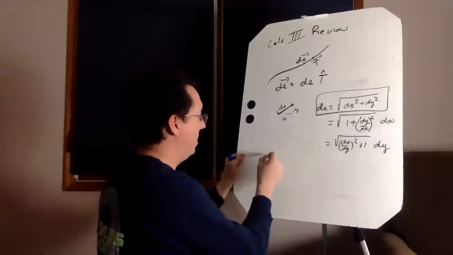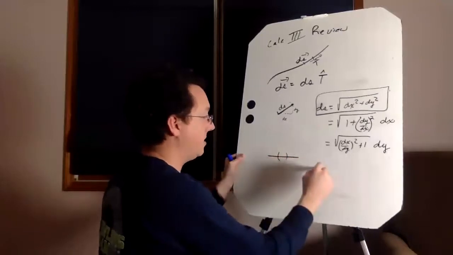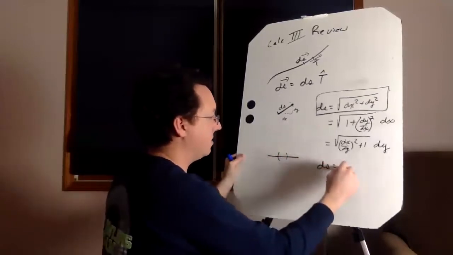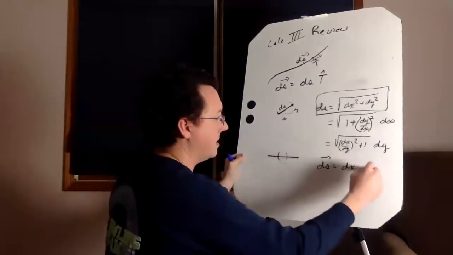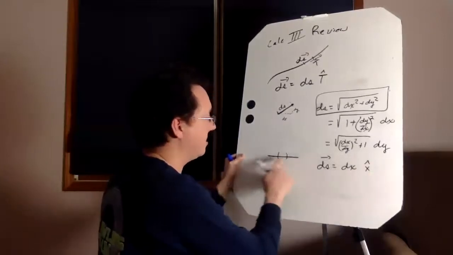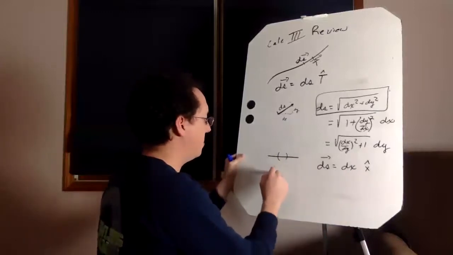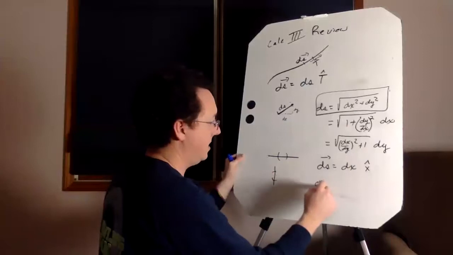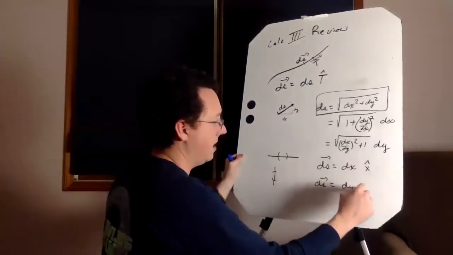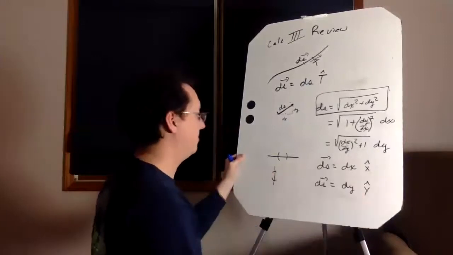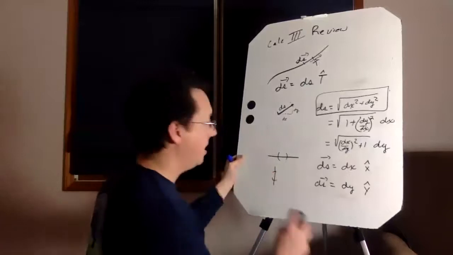So special cases involve, if you have an arc which is along the x-axis, in which case you would have ds equals dx, and ds vector would be dx times x hat, because the tangent to this would be x hat. In the y direction, you'd have ds vector is going to be dy times y hat. Those are useful cases.